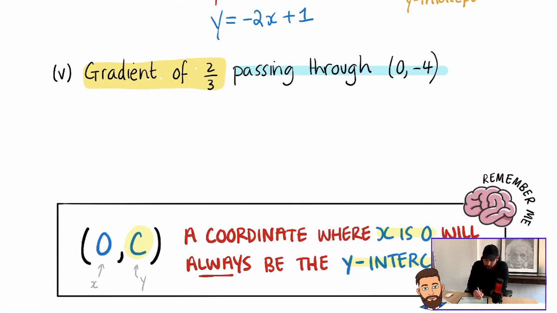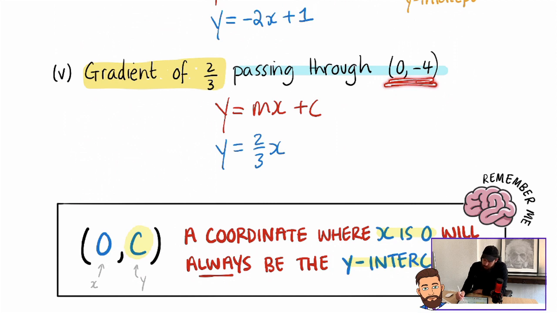Let's look at number 5. The gradient of 2/3 passing through (0, -4). Well, as always, we'll just bang out y = mx + c, and we'll fill it in. y = m, which is 2/3 x, because if the gradient is 2/3, we know that means it's m, and that's always in front of x. Plus c, well, it's saying it passes through (0, -4).